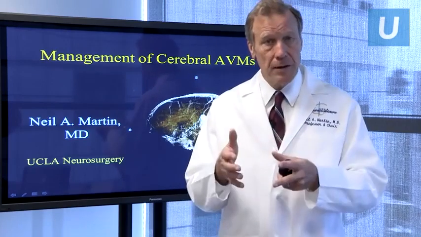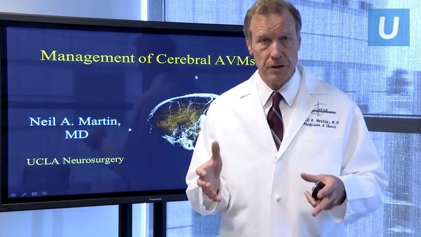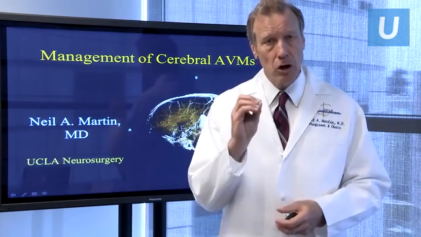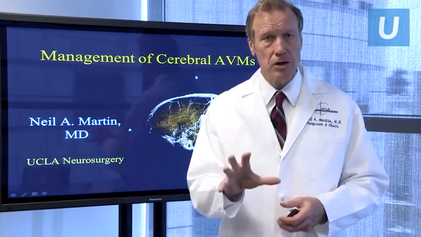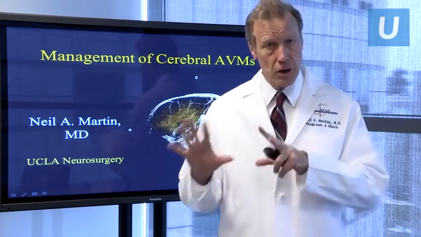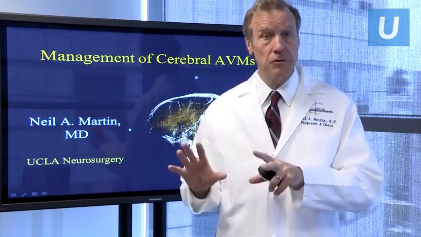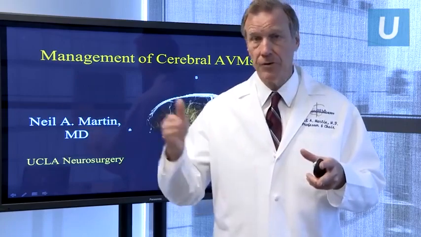We're going to talk today about the different techniques involved in treating arteriovenous malformations, but I want to talk a little bit up front about what the AVM looks like, what it is comprised of, how it relates to the brain, and then talk about what we call the natural history. In other words, how do these abnormalities behave if they're not treated?